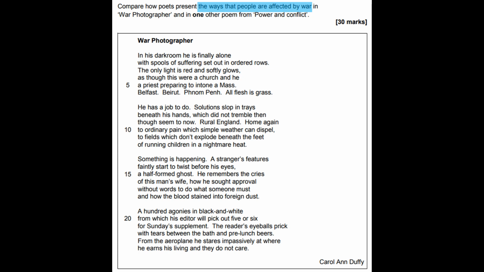Read through the poem, highlighting anything which suggests or refers to the effect of war on people. At this stage, you're just looking for potential evidence. Afterwards, have a think and briefly jot down anything else you remember about the poem and the impact of war or the reaction of people to war, like so.